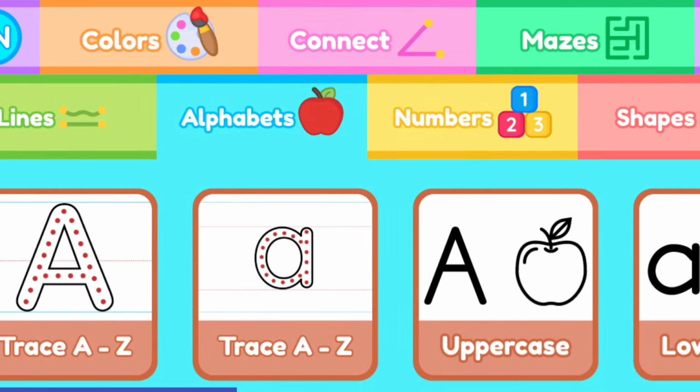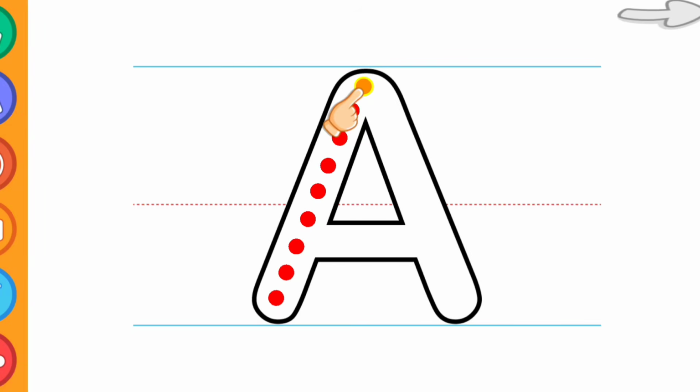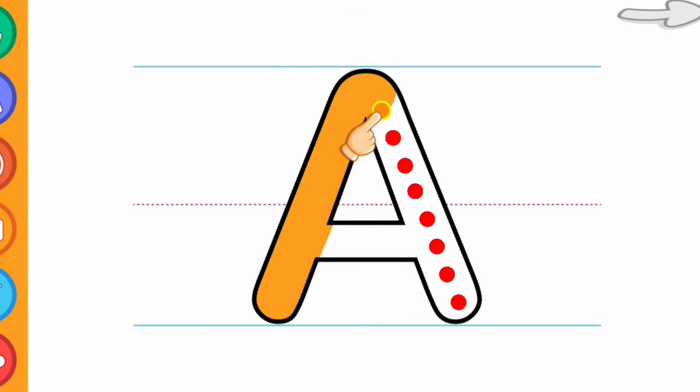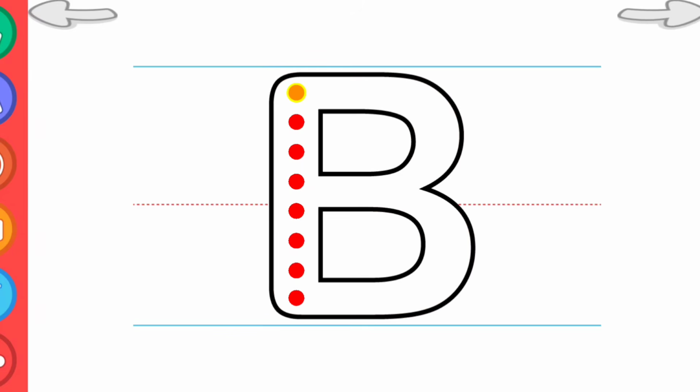Let's learn these letters. A. Orange. A for apple. B. Blue.